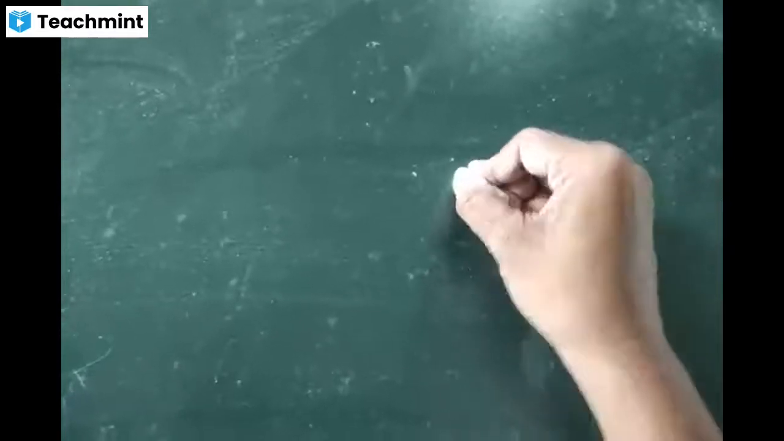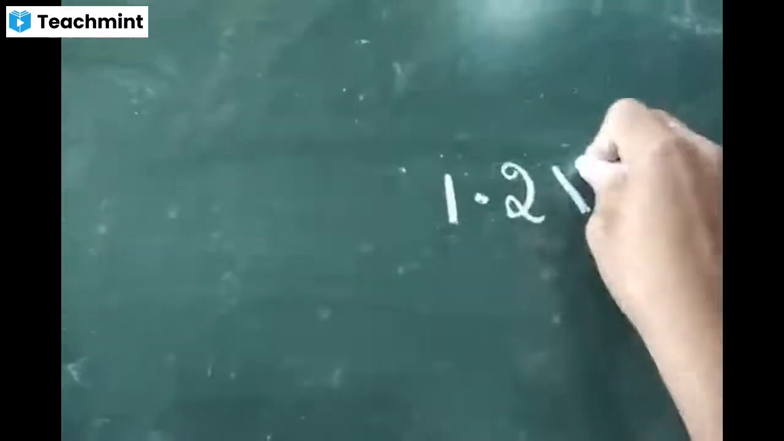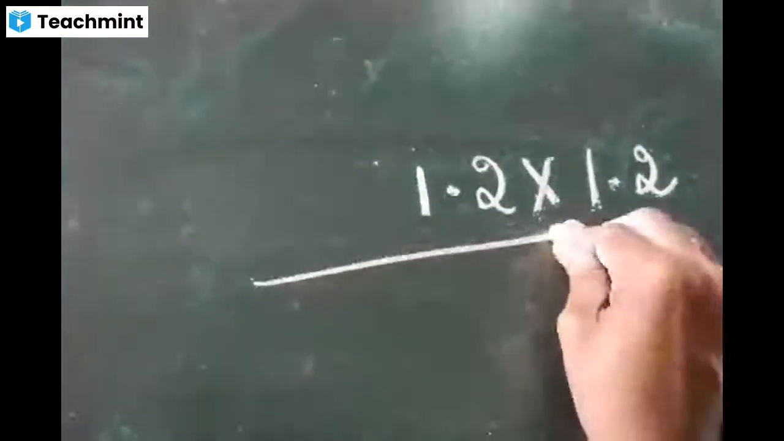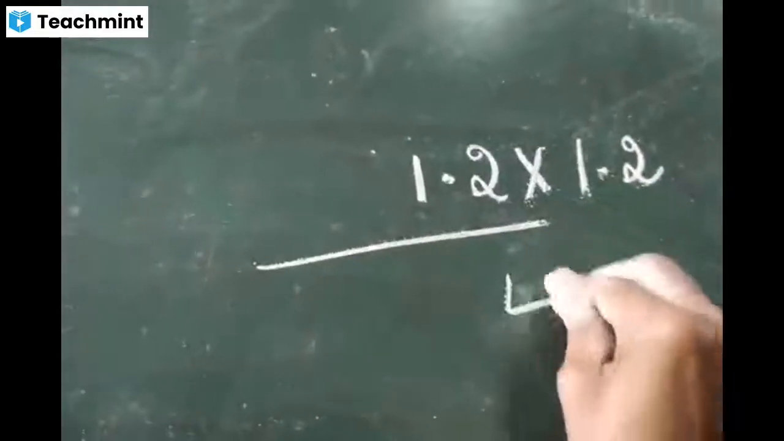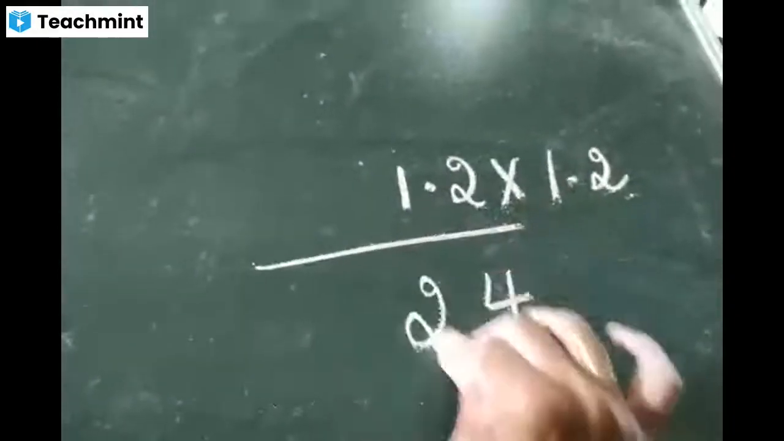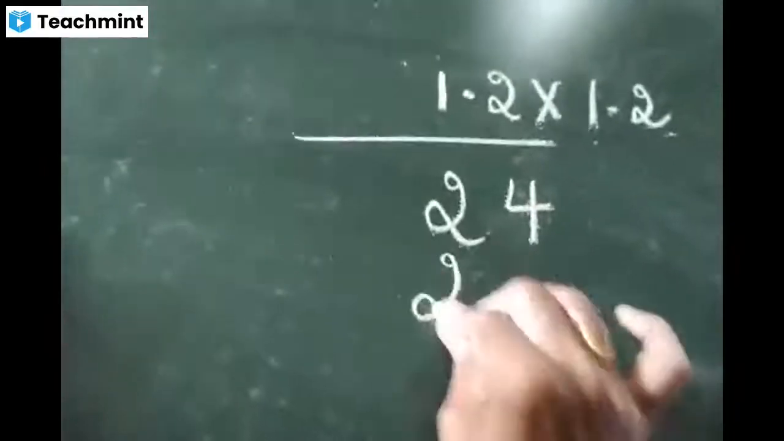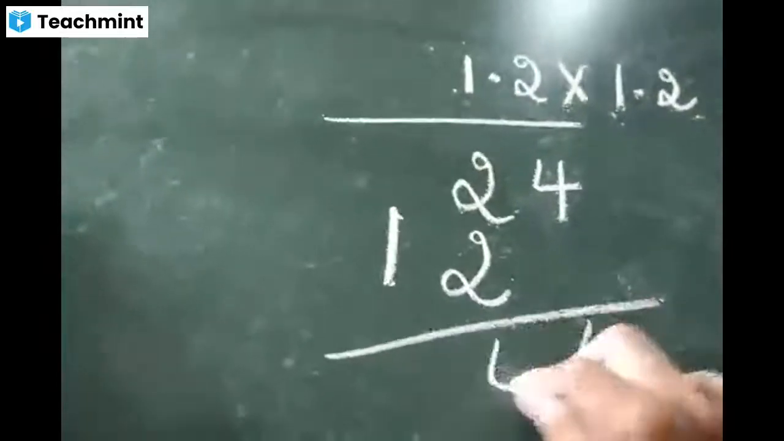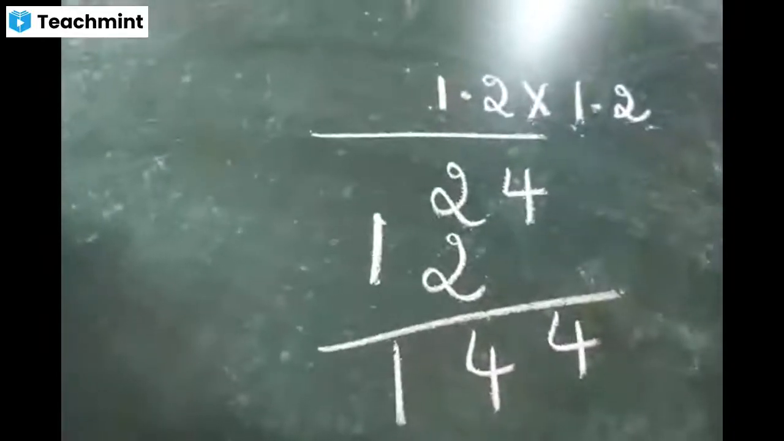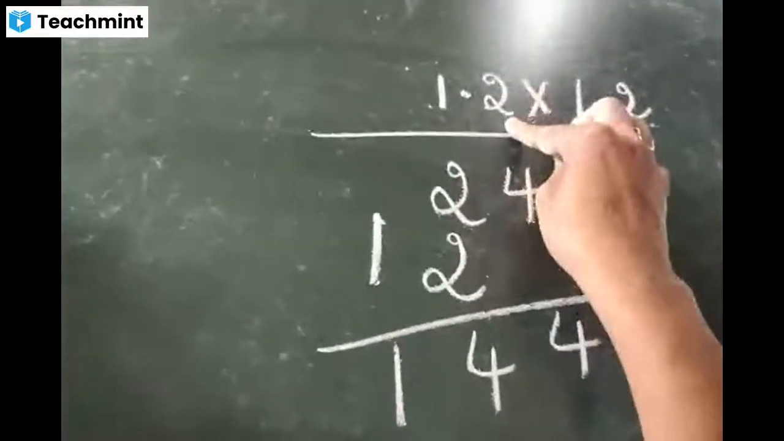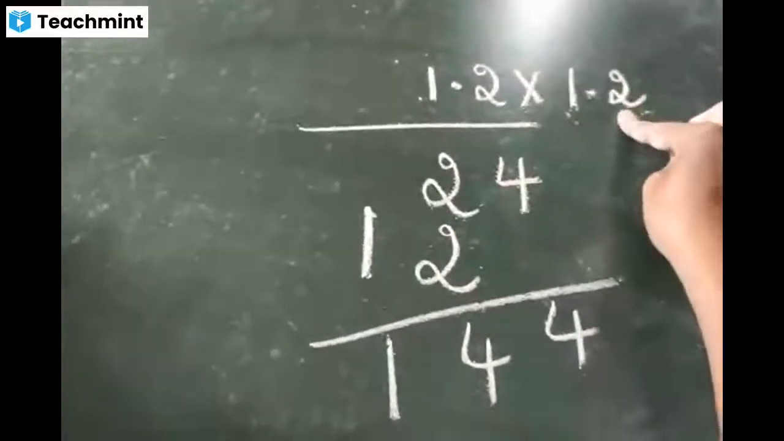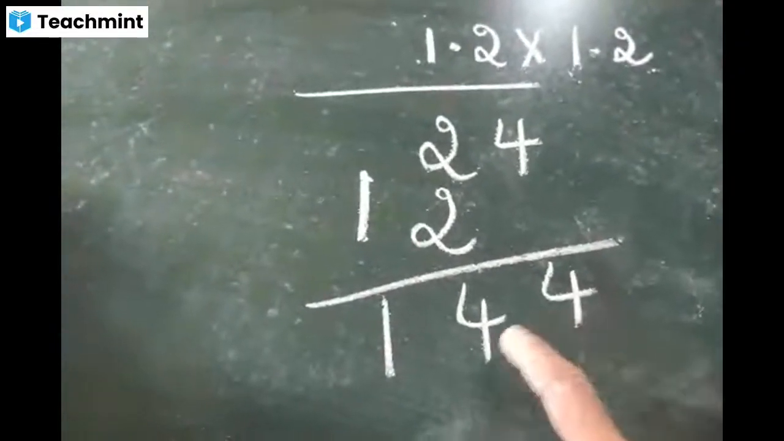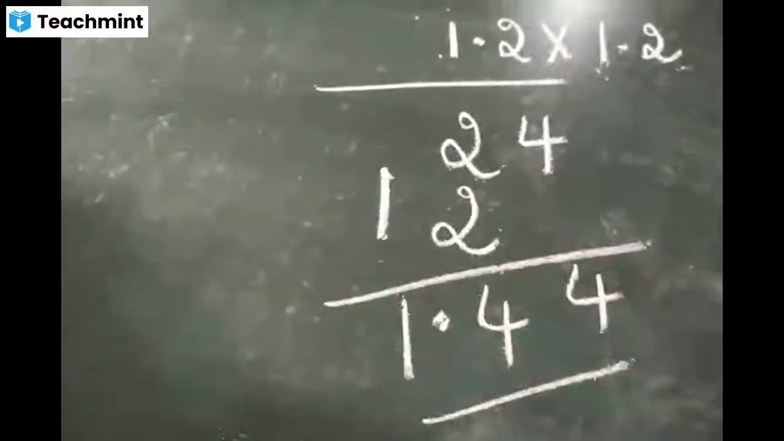12th question. Find 1.2 into 1.2. Multiplication. So we will do 2 twos are 4. 2 ones are 2. 1 twos are 2. 1 ones are 1. 4, 4, 4. Now how to put the decimal point? See, after the decimal, how many digits are there? We have to count. Here 1, here 1. Total 2 digits. 2 digits we have to leave from the unit place. This is the unit place. 1, 2. So the answer is 1.44.